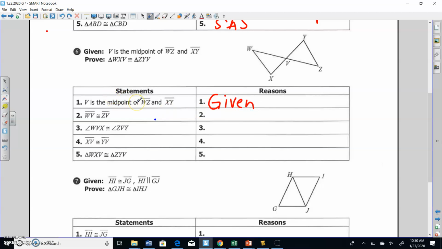Okay, so from the given information, we can draw a couple of conclusions. If V is the midpoint of WZ, can we say that WV is congruent to ZV? Can we say this is equal to that? How can we say that? Because V is the midpoint of that larger segment, right? So by definition of midpoint, we know that those two segments will be equal. So our reason here is definition of midpoint.